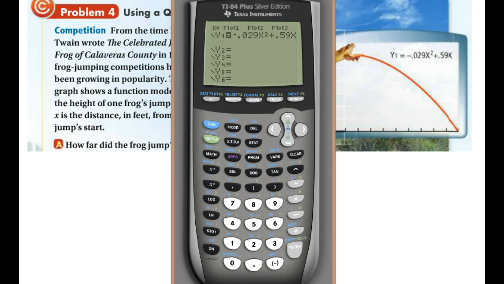We want to graph this function and locate the point where the graph crosses the x-axis. That's going to determine how far did the frog jump. So let's go to our trace.